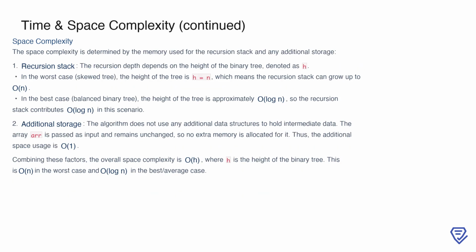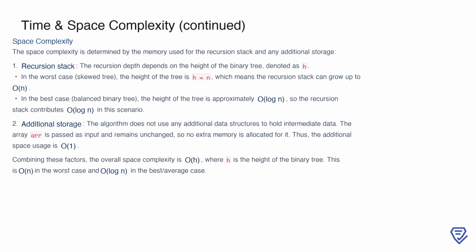Now, let's analyze the space complexity of our solution. The primary factor here is the memory used by the recursion stack. The recursion depth depends on the height of the binary tree, which is represented by h. In the worst-case scenario of a skewed tree, the height is equal to the total number of nodes, so the recursion stack can grow up to O(n). In the best-case scenario of a balanced binary tree, the height of the tree is approximately O(log n), meaning the recursion stack would contribute only O(log n).